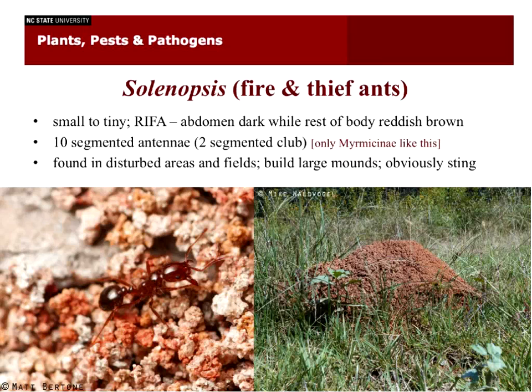Now, Solenopsis is fortunately very easy to tell from all other Myrmicinae ants and all other ants, basically, in that they have a 10-segmented antenna with a little 2-segmented club at the end. So that's the easiest way. If you have the two nodes, like you see here, and this 10-segmented antenna, then you have a fire ant. But of course, there are other ways to identify them.